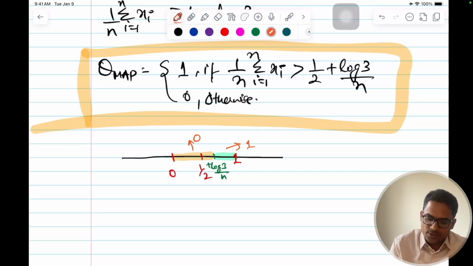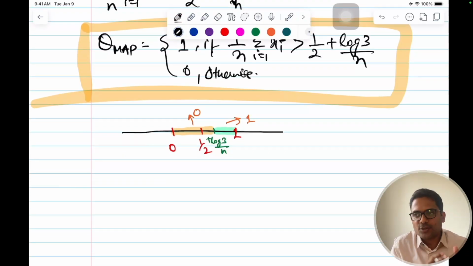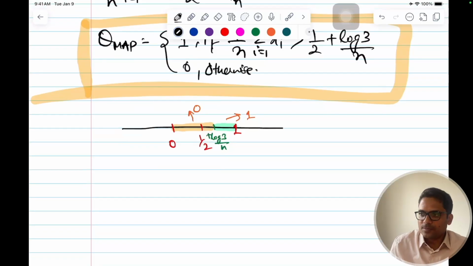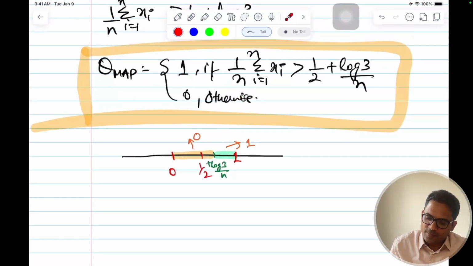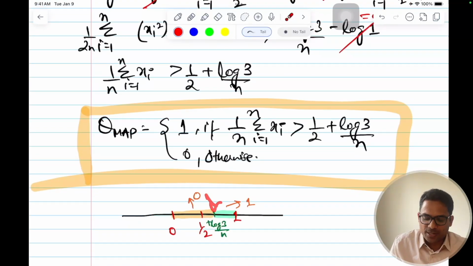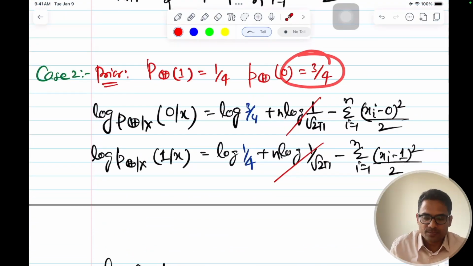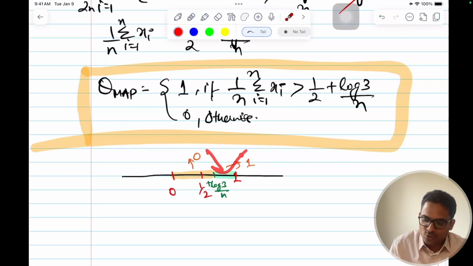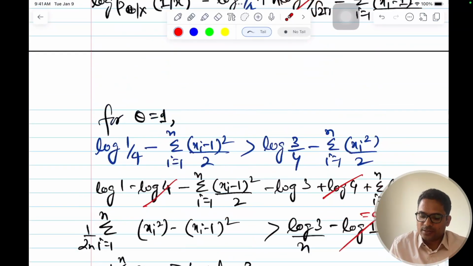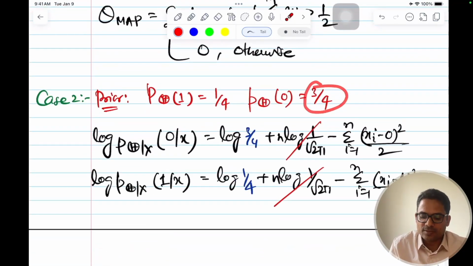So what is the conclusion? Earlier the uniform prior was there, right? For a non-uniform prior, my estimate will be pulled towards the prior. This is non-uniform. So my estimate is pulled towards the prior, and that's what we are seeing, that it is pulled more towards 0, because it is valid only in the range 0 to 1, and it is pulled more towards 0 than 1. And that extra term is log 3 by n, because that is coming from this probability 3 by 4 and 1 by 4.